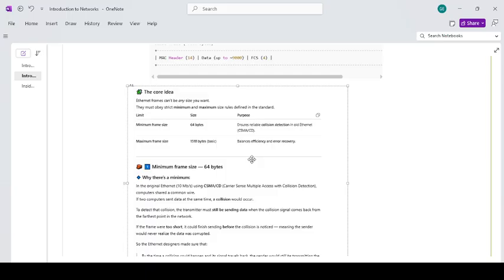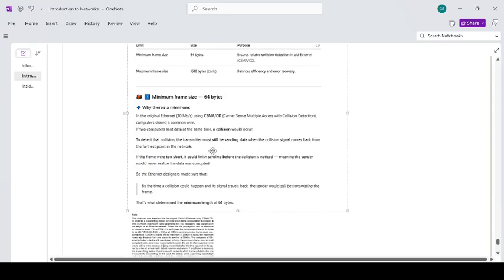Minimum frame size, which is 64 bytes. While there's a minimum, in the original Ethernet, 10 megabits per second using CSMA/CD, carrier sense multiple access with collision detection, computers shared a common wire. If two computers send data at the same time, a collision would occur. So that's the reason why we have a minimum frame size.